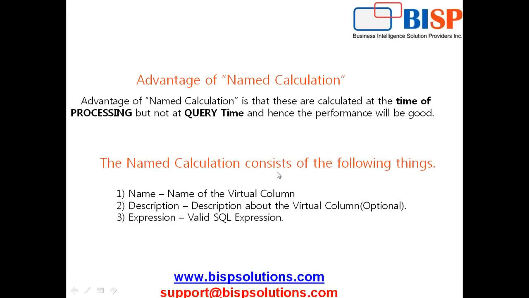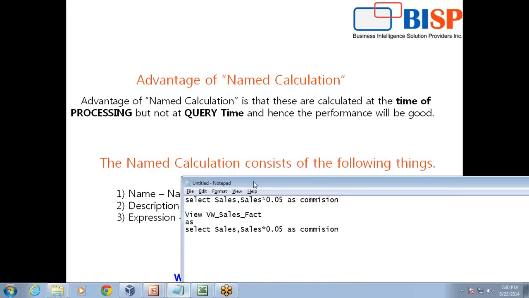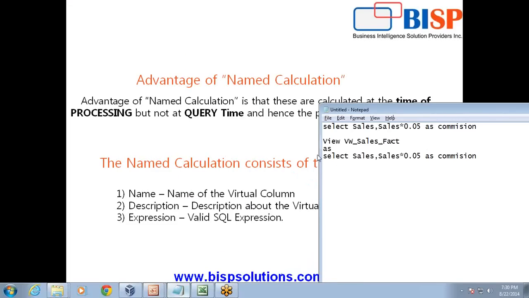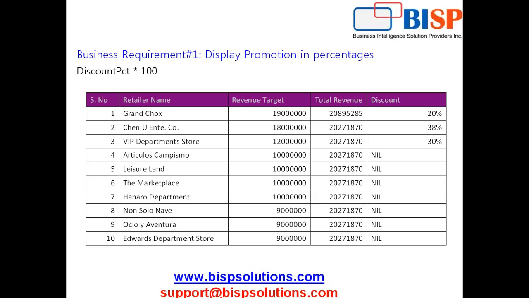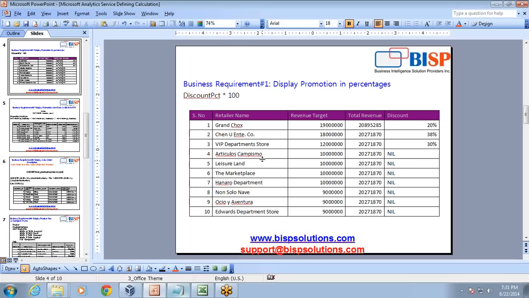Named calculation consists of three elements, as I just explained. It consists of your virtual column name, which is commission, and we don't have a description over here. We have a valid SQL expression, right? Now, in order to understand named calculation, we'll see a couple of requirements. Before we start talking about the requirements, let's create a cube, and I'm going to use a sample data model called AdventureWorks.